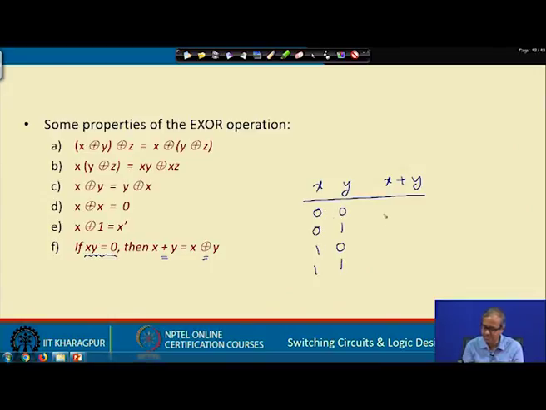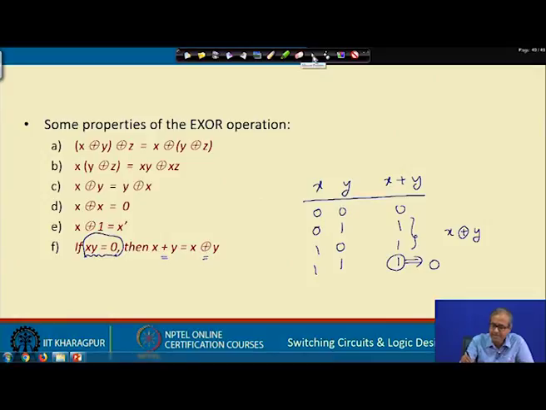This OR says truth table is this, but in addition I am saying that x y equal to 0, this condition is true. So, x y equal to 0 means what? The AND of x and y is 0. So, I am making this as 0. So, I am left with 0, 1, 1, 0, which is nothing but x XOR y. So, they are same.